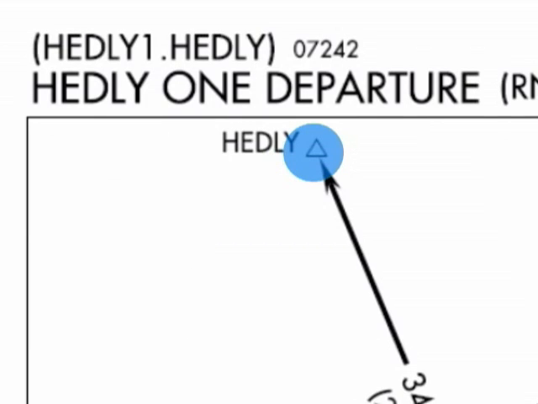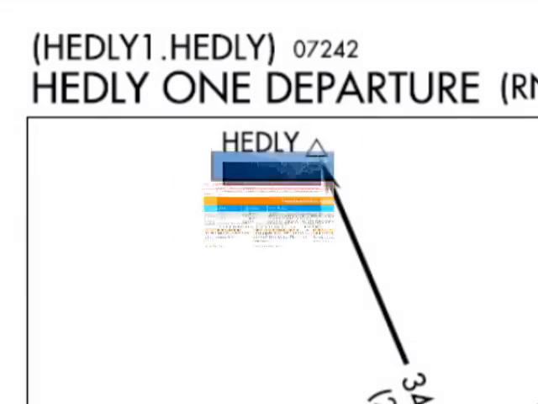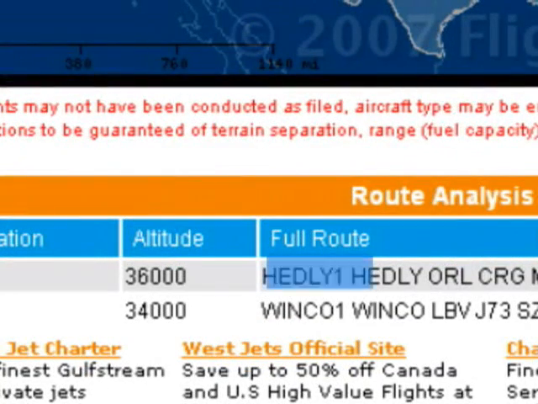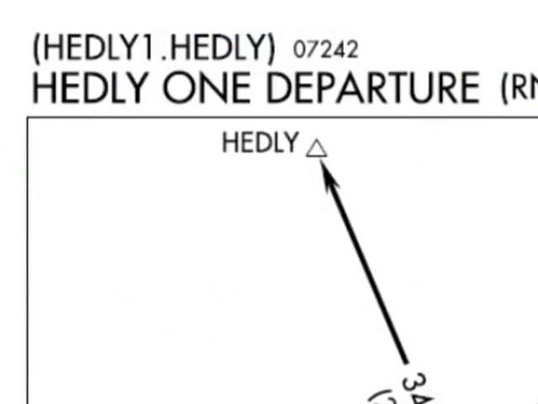Headley is our next waypoint, and you'll notice that this corresponds to a waypoint on our flight plan. Also notice that the name of the SID corresponds to the first waypoint on your flight plan. This is often the case and enables you to find the name of the chart you need quickly.